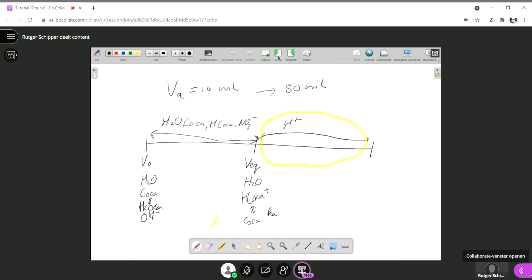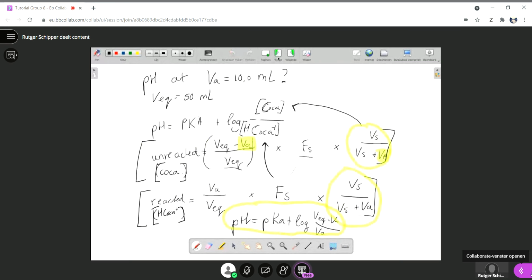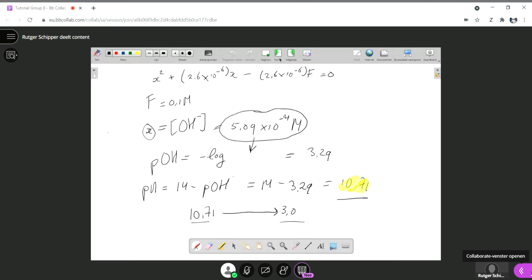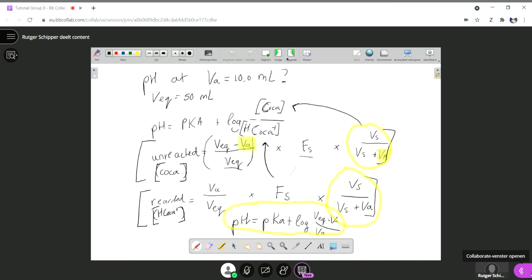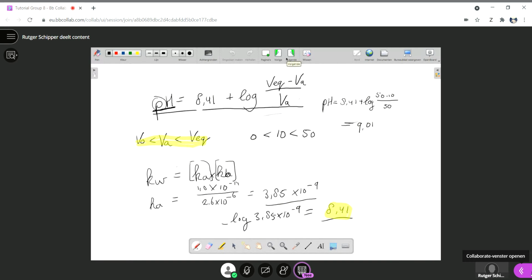So for the next exercise, let's see what the exercise is. So it's basically the same exercise, but now we are dealing with malonic acid, so not a base, but an acid. And as you might figure out yourself, it's a diprotic acid. So malonic acid is able to donate 2 protons to the system. And we are going to titrate with sodium hydroxide, 0.1 molar.